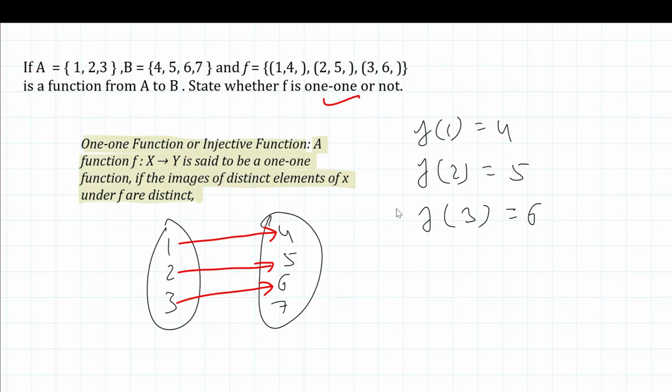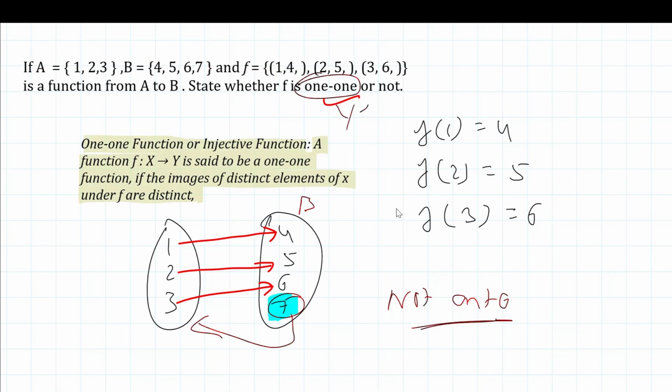We are not asked for onto, but in case of onto, we should say it is not onto, because the element 7, which belongs to the set B, is not an image of any element of set A. So it is not onto, and that's an extra. As for this question, we just have to find whether it's 1-1 or not. So we'll say yes, it is 1-1.